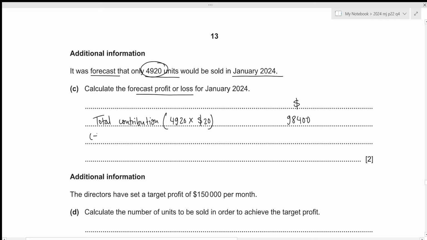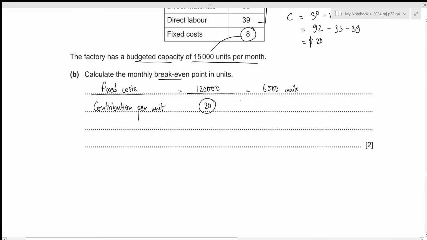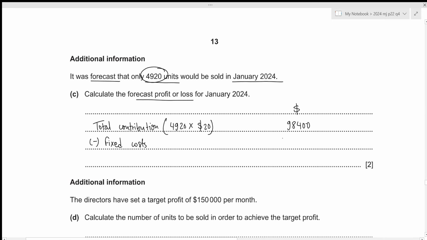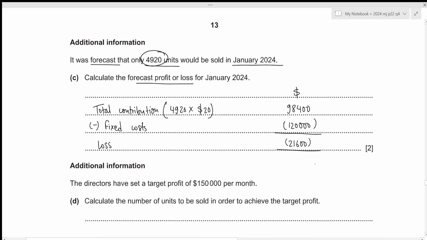Then we just need to subtract the fixed costs. And this will be the total fixed costs, which again, we've already calculated before to be 120,000. In this case, we can clearly see that the fixed cost is higher than our contribution, which will result in a loss. So the loss will be of 98,400 minus 120,000, which is 21,600. That is all for the third part. Let's move towards the next one.